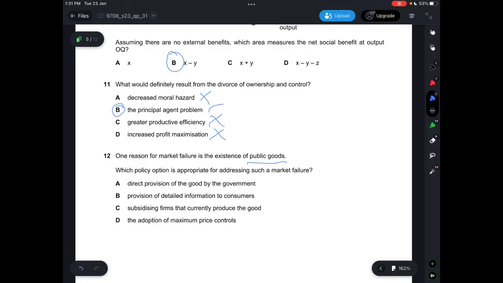If you look at the three other options here, B says provision of detailed information to consumers. This one is provision of information, nudge theory. This one is for merit goods. So B is not the answer. And C says subsidizing firms that currently produce the good. Same goes for that, merit goods.